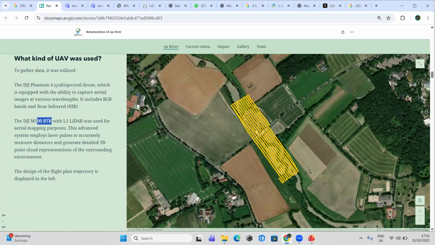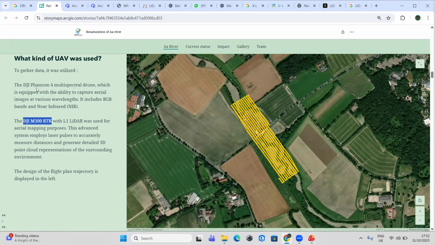We used a DJI Phantom 4. It is a multi-spectral drone, it has all the bands. These are the bands included: RGB and IR. So this data was from 2018, is it? 2023.